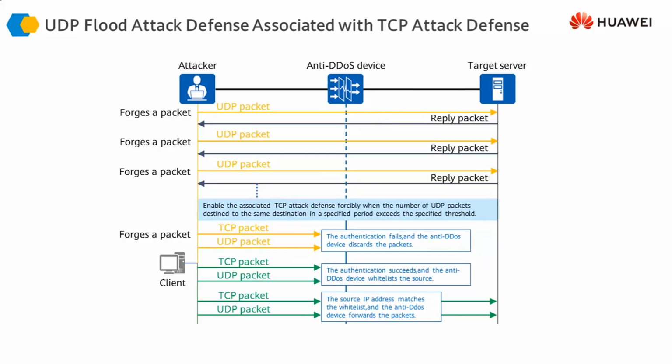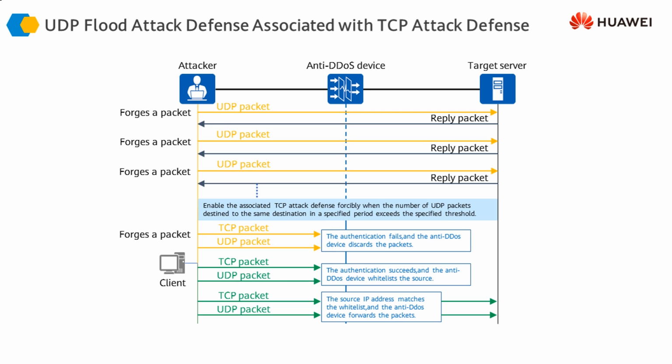If we have a UDP flood attack, we can use the relationship mechanism between the UDP packets and the TCP packets to protect our network against these attacks. For example, normally gaming servers or gaming traffic use the UDP protocol. However, the initial user authentication in these types of applications uses TCP.